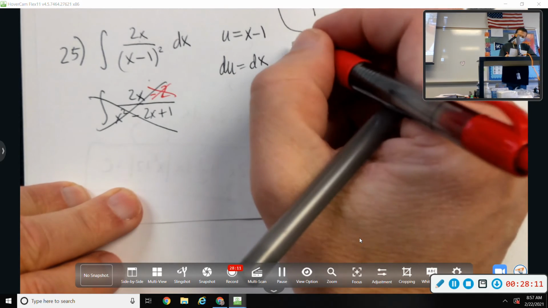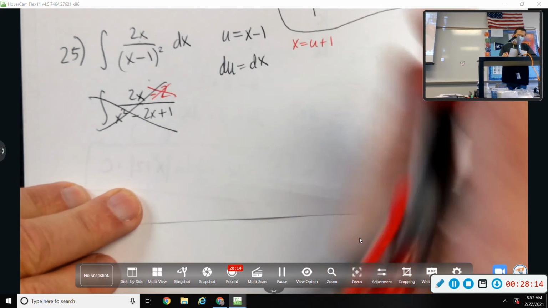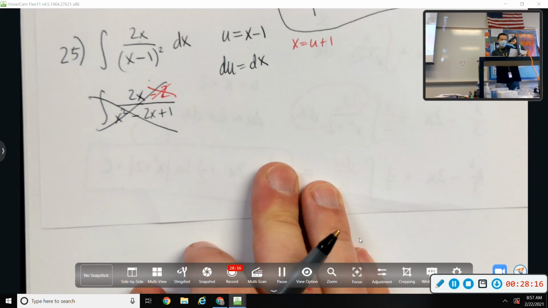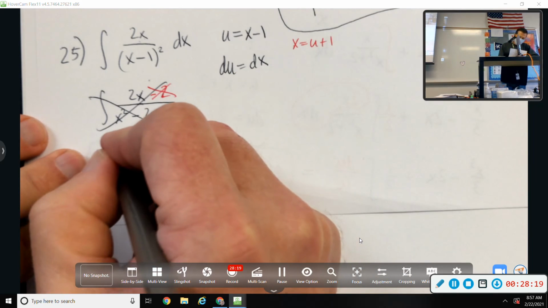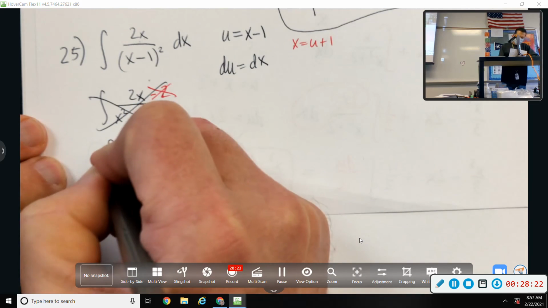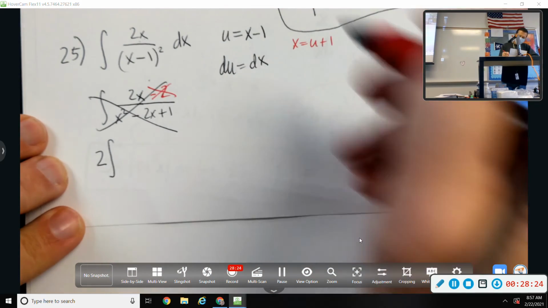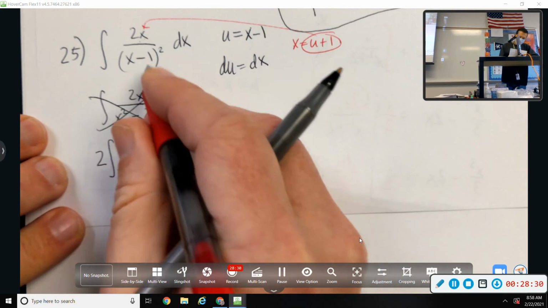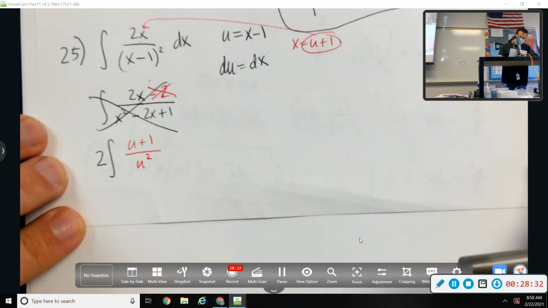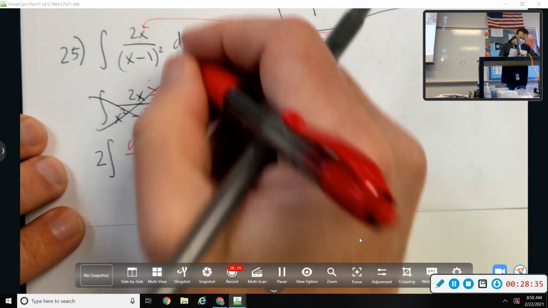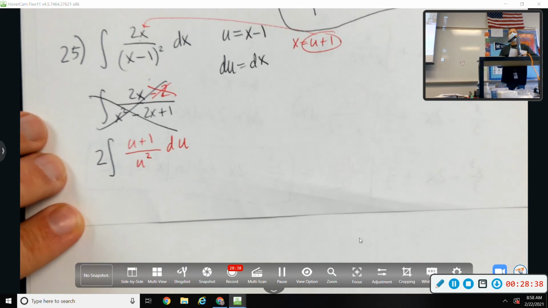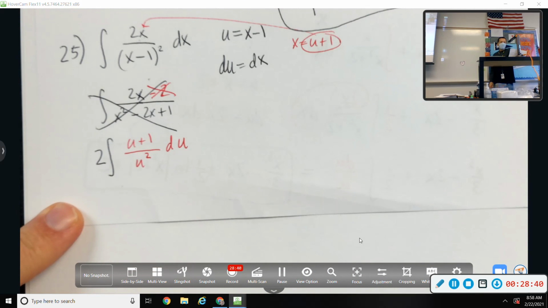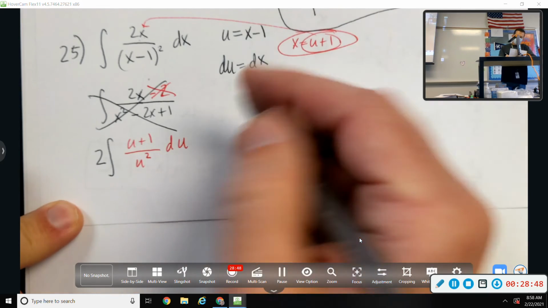And that means that x equals u plus 1. So I've got to do that reverse back substitution business. So for the antiderivative, I'm just going to move the 2 out front. I'm going to replace x with u plus 1. And in the bottom I've got u squared. And du is the same as dx, so that worked out okay. Alright, so this is that tricky one where we had to do that extra step in there.